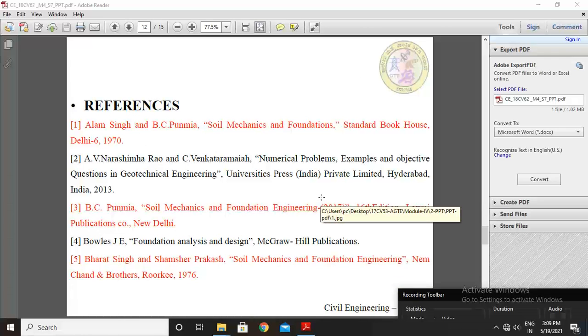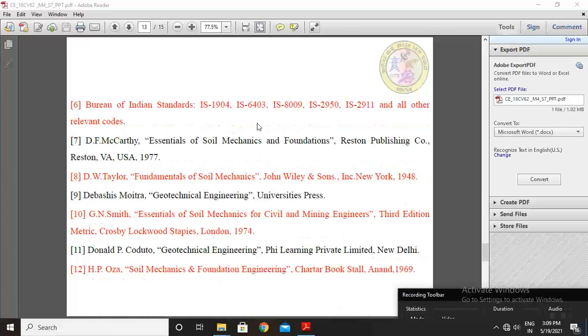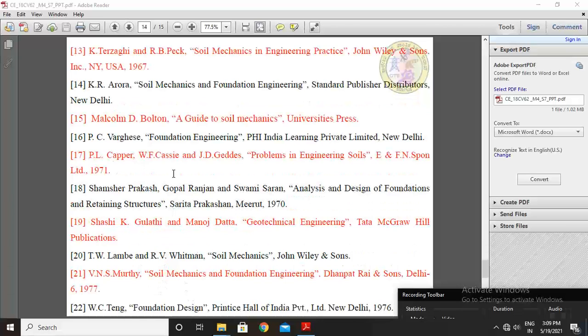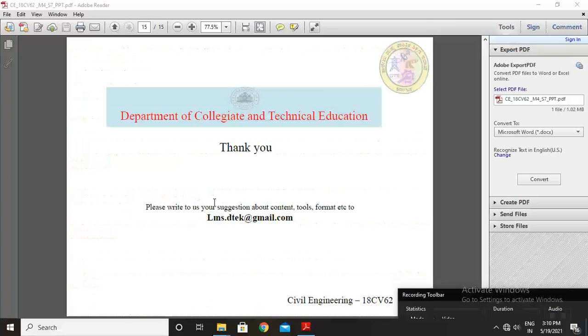Next, these are the references. One is Alam Singh and B.C. Punmia, second is A.V. Narasimha Rao, third is B.C. Punmia, next Bowles, next Bharat Singh and Shamsher Prakash, next the Bureau of Indian Standards code, D.F. McCarthy, D.W. Taylor, Debashis Moitra, G.N. Smith, Donald P. Coduto, H.G. Poulos, Terzaghi and R.B. Peck, K.R. Arora, MacDonald Bolton, P.C. Varghese, P.L. Capper, Shamsher Prakash, Gopal Ranjan and Swami Saran. So each author's textbook is referred.